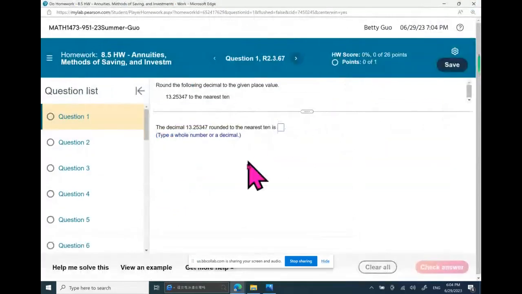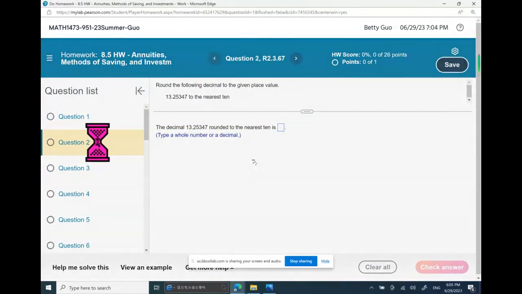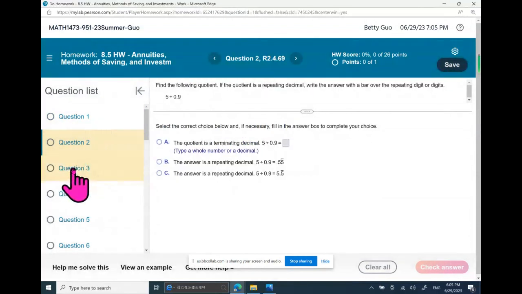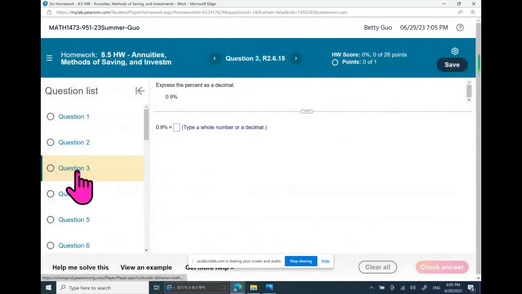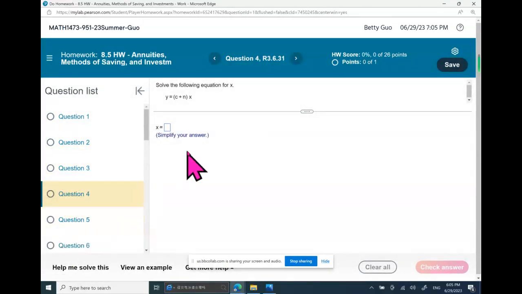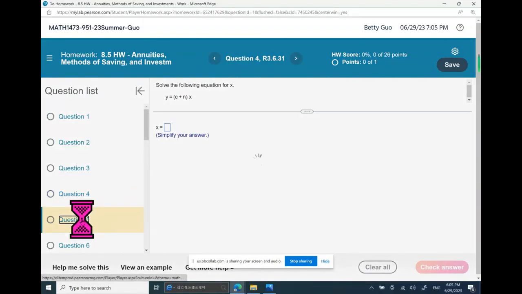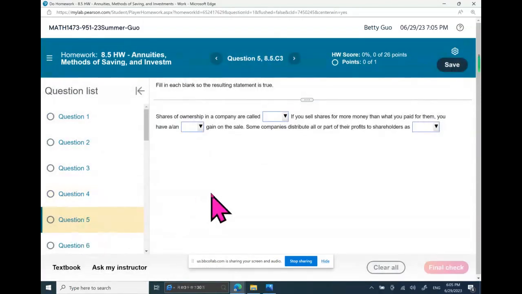First question, rounding. Okay, I'm going to let you do those problems. We do not waste time on that. This is also easy. Number 3, skip. Number 4, skip. I have seen this type of problem three sections in a row. Question number 5. Okay, let's see this.